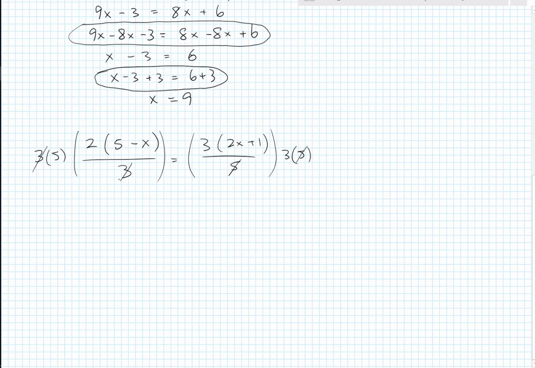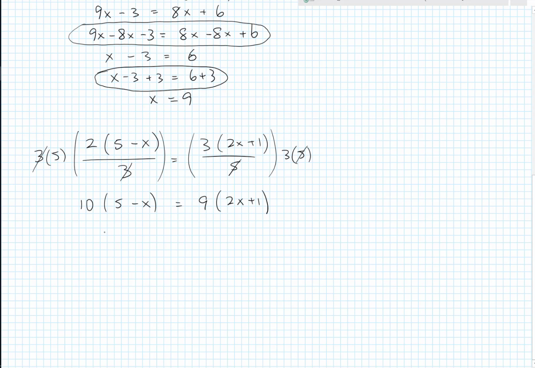So what do we end up with? We end up with 5 times 2, which is 10, times this expression in brackets, 5 minus x. And on the left, we have the 3 times the 3, which is 9, times the 2x plus 1. You could, of course, have expanded the numerators, the 2 times the 5 minus x. I chose not to. I chose to try to get rid of the fractions first. There's always going to be a lot of choices when you're solving equations, and you'll have to do this a number of times before you develop some idea of what steps you like to do first.